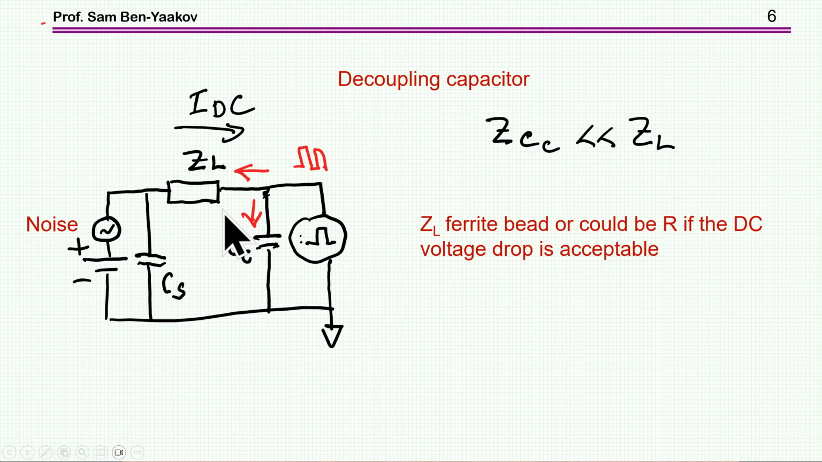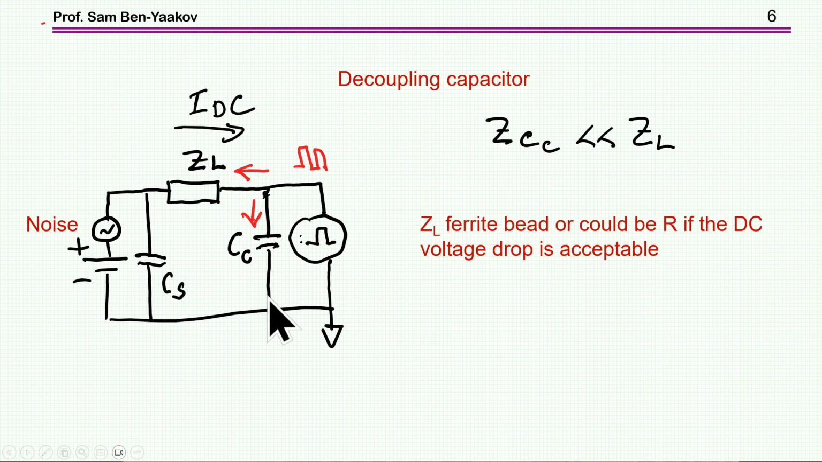Now, this impedance could be a ferrite bead, we'll talk about it a little bit later, or could be just a resistance if the DC drop is acceptable. That is, you like to put here a resistor, but obviously if there is a DC current here, then there is a voltage drop, and sometimes it's not acceptable, sometimes you can actually tolerate it. So these are the possibilities.